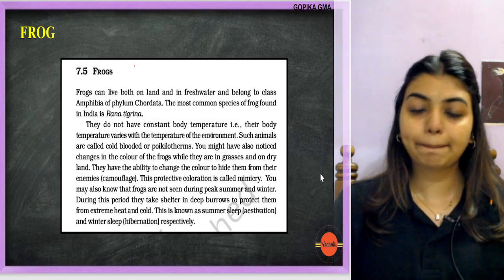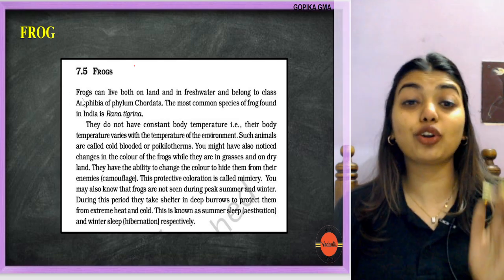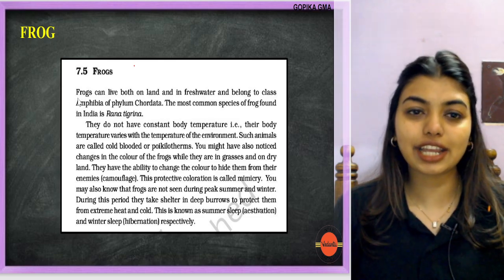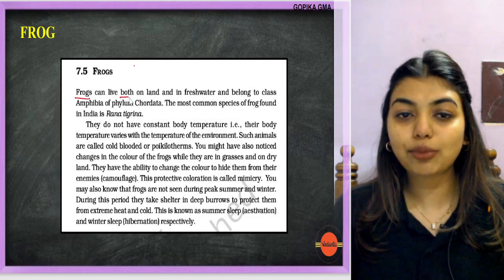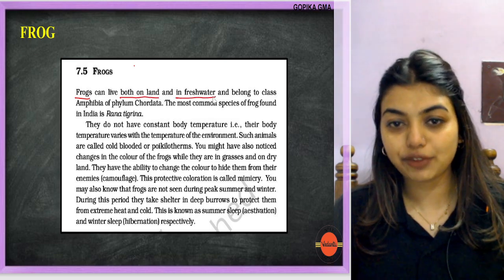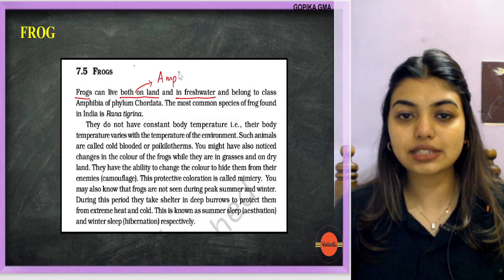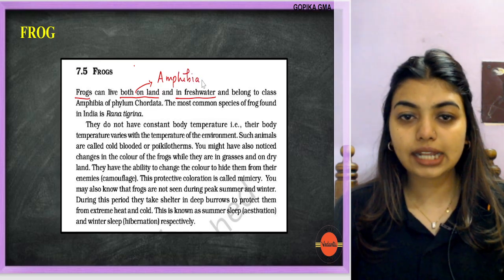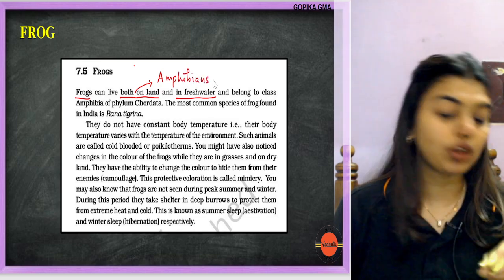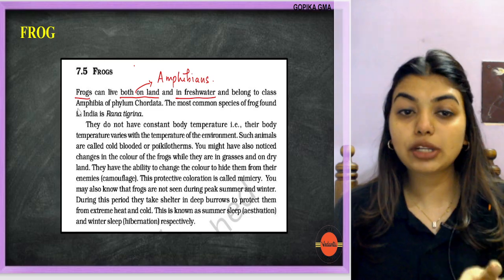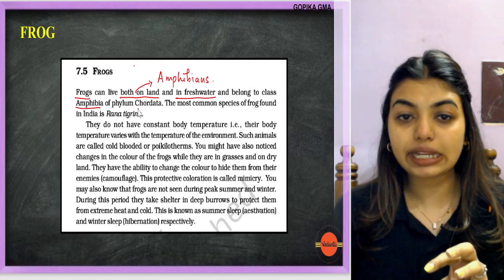The first thing we know about frog, which we have learned from a very young age, is that frogs can live both on land as well as in fresh water. Yes or no? The simplest thing is they are amphibians, and this we always remember. They belong to the class Amphibia of phylum Chordata.